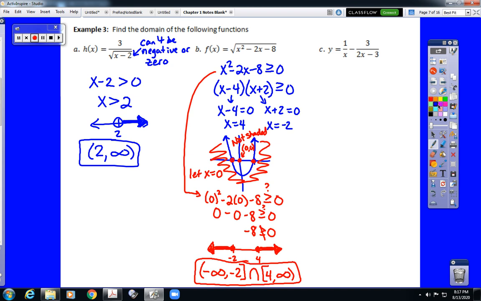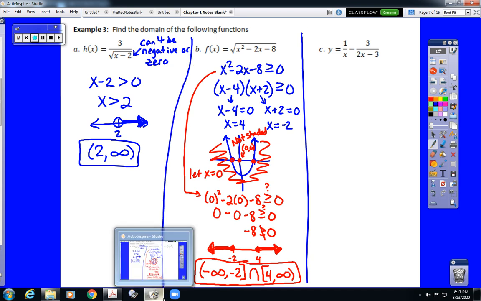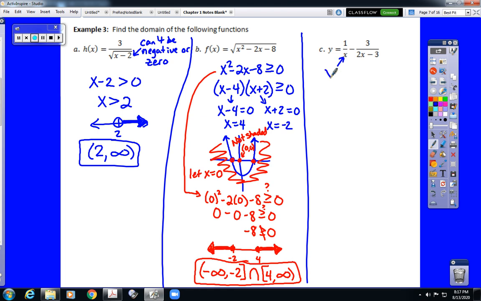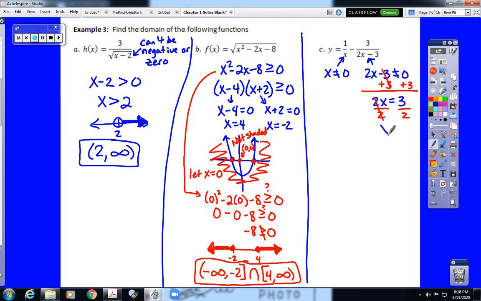Our third example is another example of division, which means we cannot have division by 0. That tells us that x is not allowed to be 0, and 2x minus 3 is not allowed to be 0. A quick solve of that two-step equation, because we treat it like an equation, would yield the fraction 3/2, or 1.5. It's not allowed to equal 3/2.